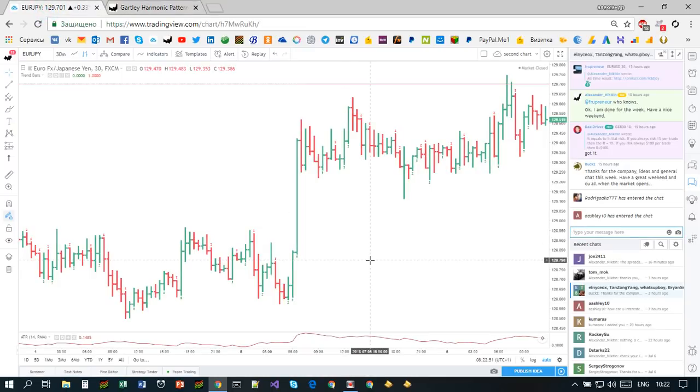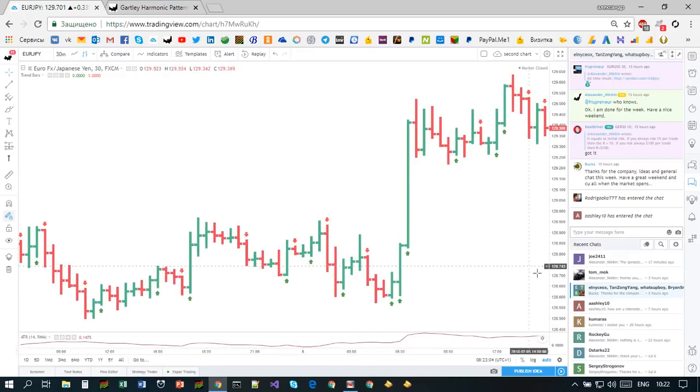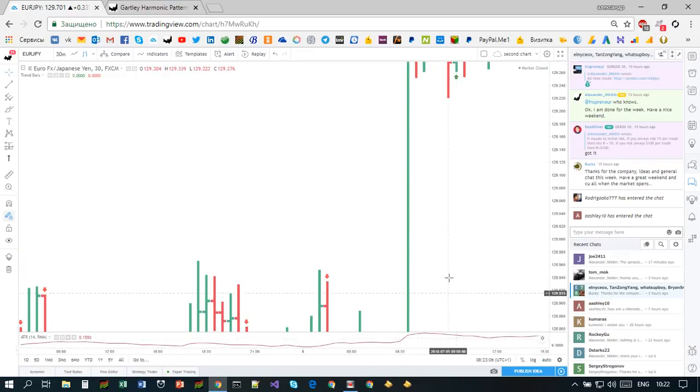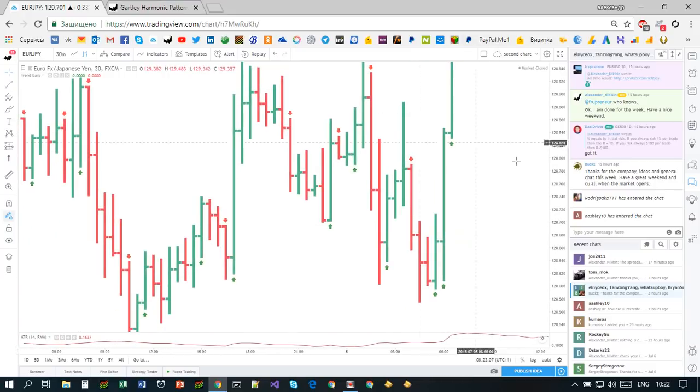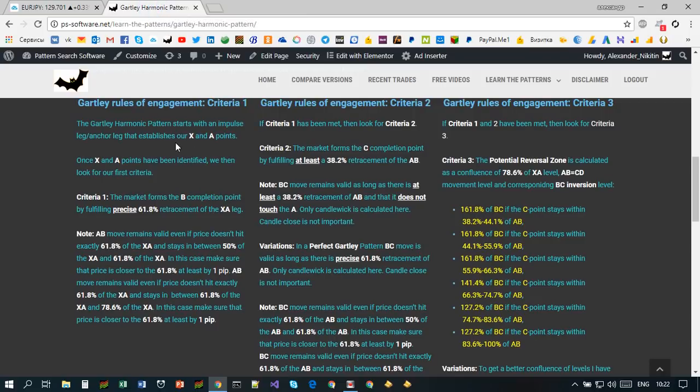Words say little, but a picture says much more. So let me picture what I'm thinking of. Here's the pattern, and if you read what is written on the website, step number 1 begins with this: the Gartley harmonic pattern starts with an impulse leg or an anchor leg.